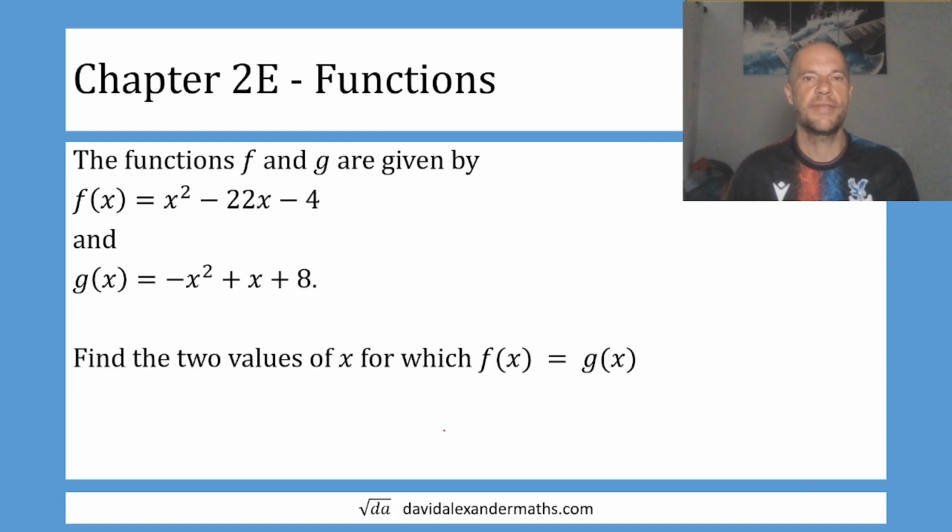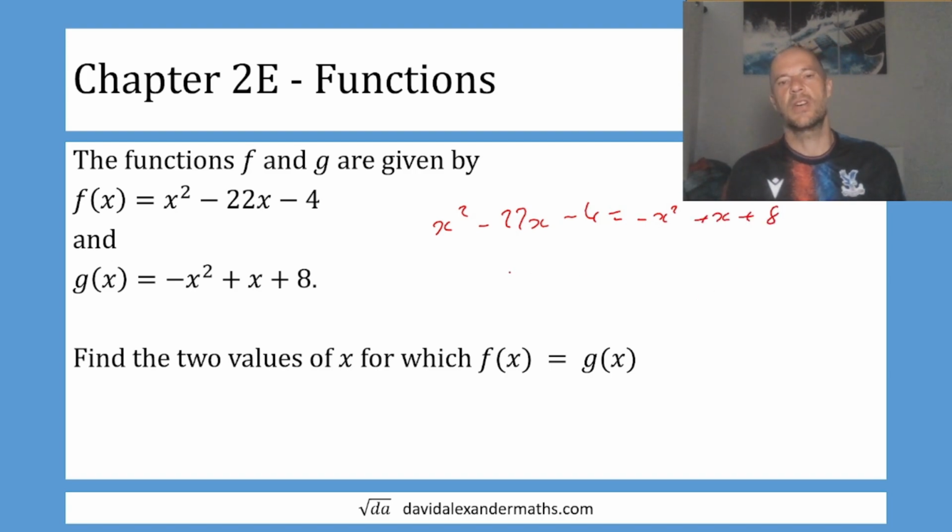Okay, the functions f and g are given. So find the two values of x for which f of x equals g of x. Well, this is nice and easy really. All we need to do is just write it out algebraically. This is the f of x and this is the g of x.